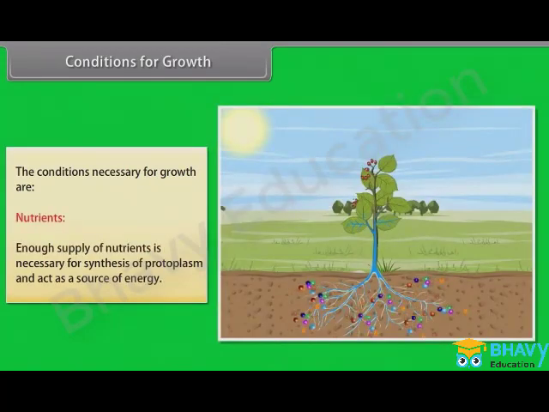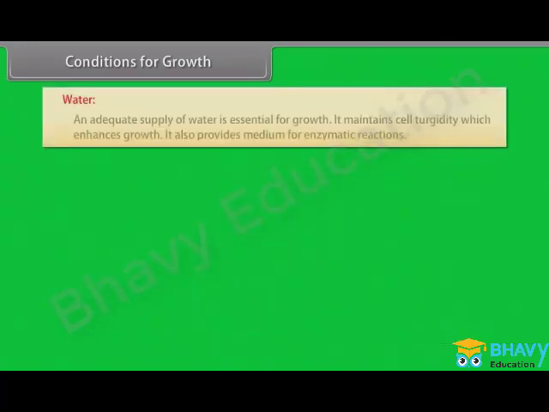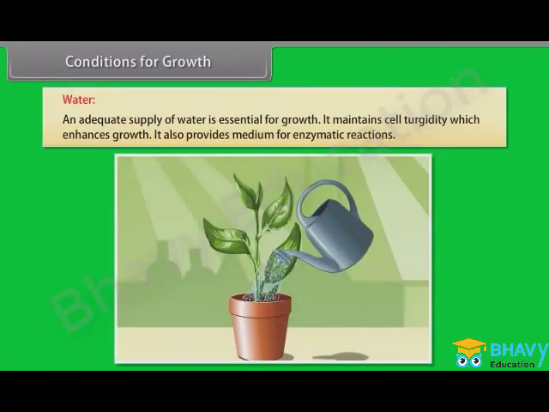Conditions for growth. The conditions necessary for growth are nutrients. Enough supply of nutrients is necessary for synthesis of protoplasm and acts as a source of energy. Water. An adequate supply of water is essential for growth. It maintains cell turgidity, which enhances growth.